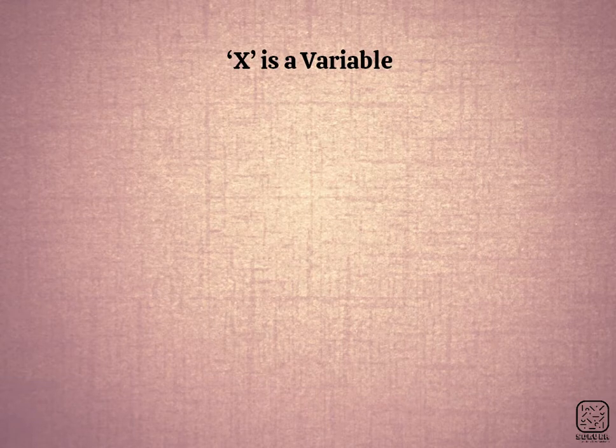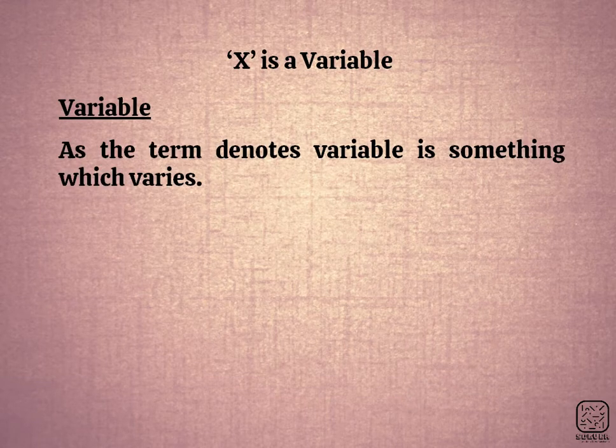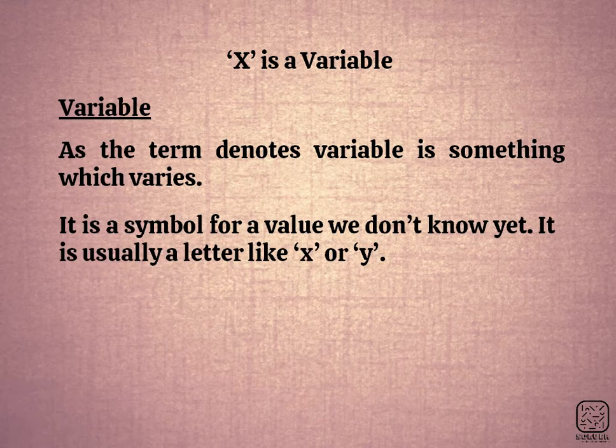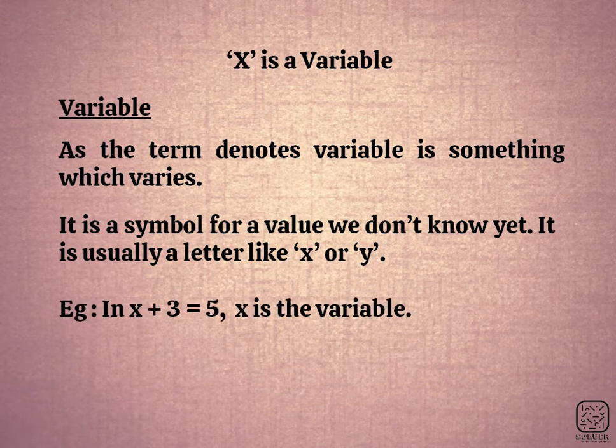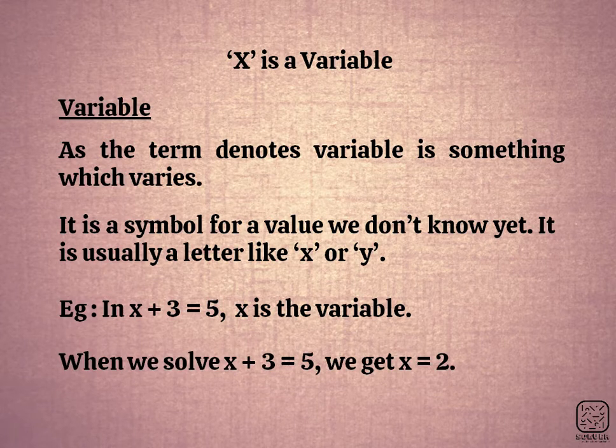x is a variable. What is a variable? As the term denotes, a variable is something which varies. It is a symbol for a value we don't know yet. It is usually a letter like x or y. For example, in x plus 3 equal to 5, x is the variable. When we solve x plus 3 equal to 5, we get x is equal to 2. That is, 2 plus 3 equal to 5. So we get the value of x as 2.